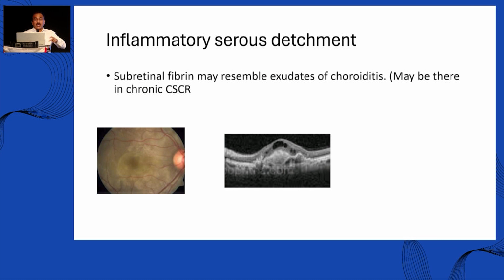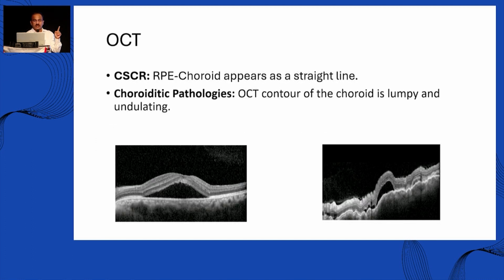Now, when you have an inflammatory serous detachment, you will have multiple diffuse areas, not circumscribed like in this case, and you can see fibrin under this. But you can see fibrin even in chronic CSR, but in this case there is no typical pattern. When you go to the OCTs, okay, look at this one.